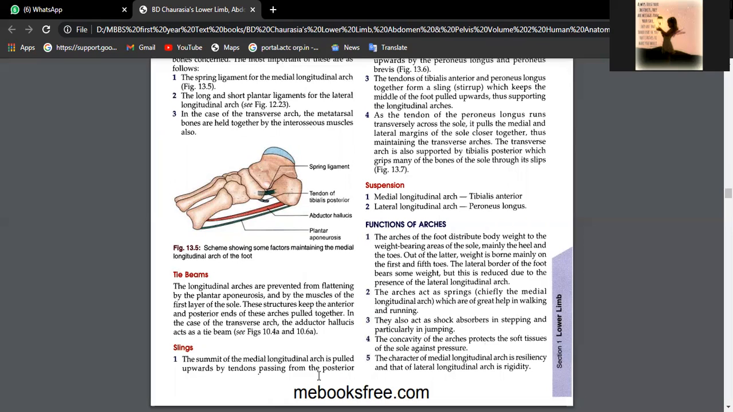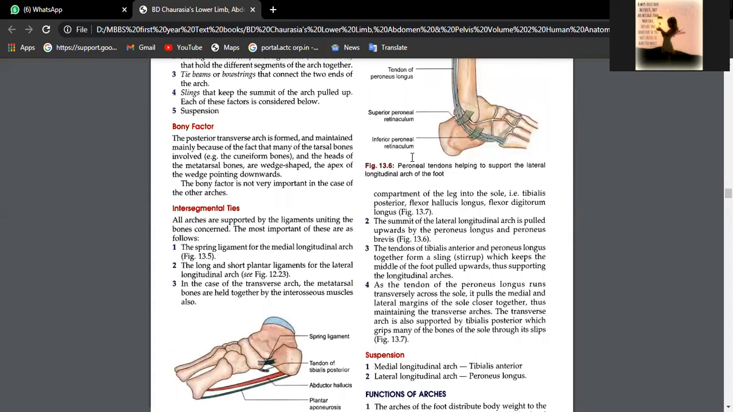Slings pull from above, holding the arch superiorly and maintaining its shape. So the medial longitudinal arch is pulled upwards by tendons passing from the posterior compartment of the leg. Do you remember the Tom, Dick, Harry muscles we discussed when doing the deeper posterior compartment of the leg? Tibialis posterior, flexor hallucis longus, flexor digitorum longus. They come from the posterior compartment of the leg and enter into the sole.